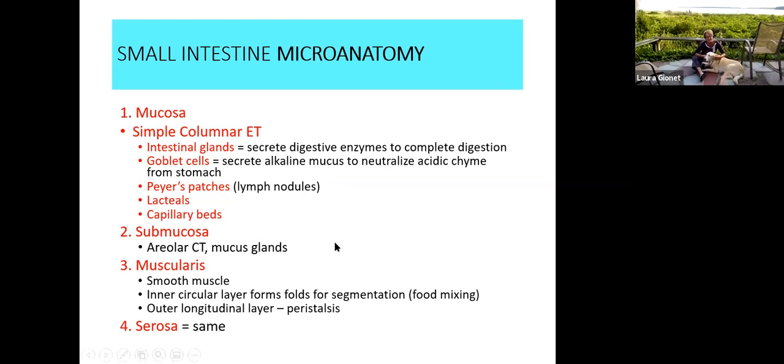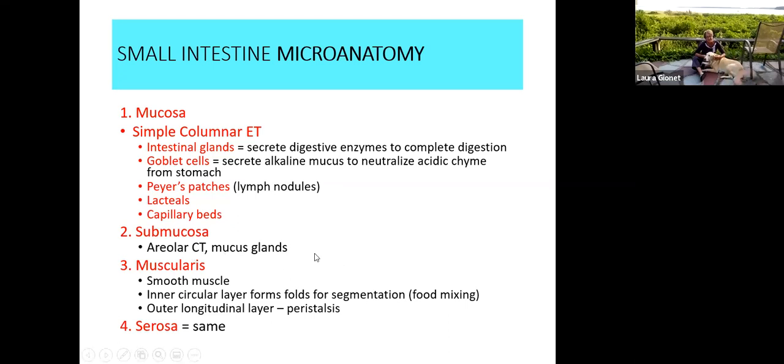Right, we have the Peyer's patches, those lymph nodes of the small intestine, and the lacteals, that are part of the lymphatic system that can transport dietary fats. And then, of course, we have the capillaries within there to help absorb certain molecules from digestion and transport them to the liver. We have the submucosa with areolar connective tissue and mucus glands.